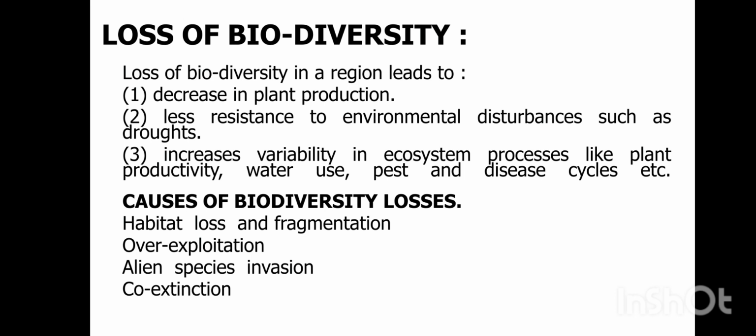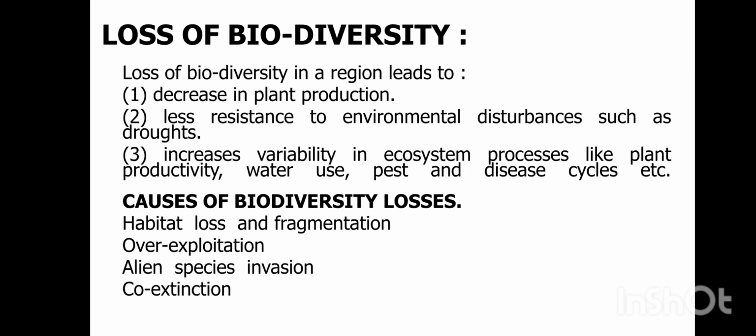Then what are the causes of this biodiversity loss? The first one is habitat loss and fragmentation. Destruction of habitat is the primary cause of extinction, because habitat is where they live, and if it is destroyed, there is no more house for them to live. So habitat loss is the main cause of biodiversity loss.